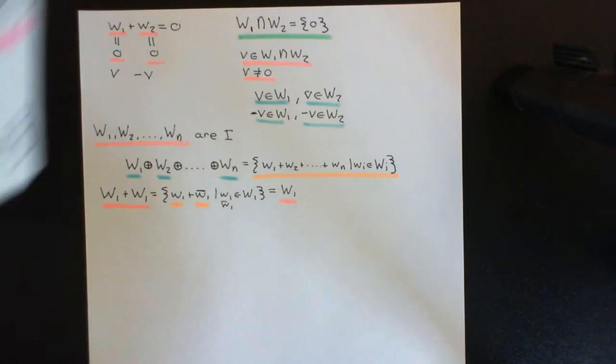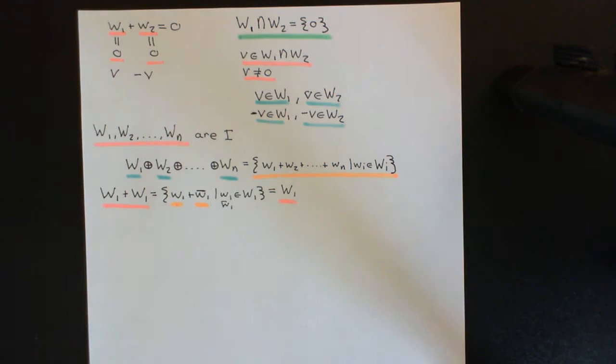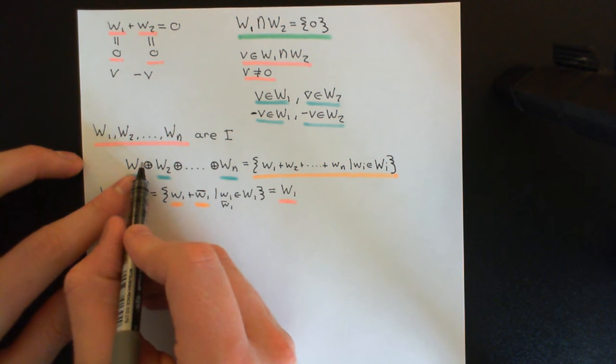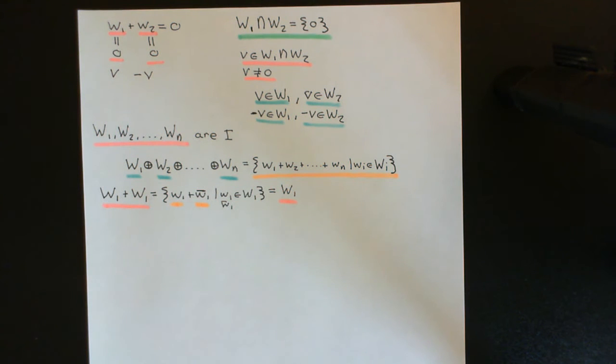So that's the importance of trying to sum together independent subspaces, and when the subspaces that you're adding together are independent, then we promote the symbol from just being represented as a plus to being represented as this plus with a circle around it, and that's called a direct sum. So that is what the direct sum of subspaces within a vector space actually means.